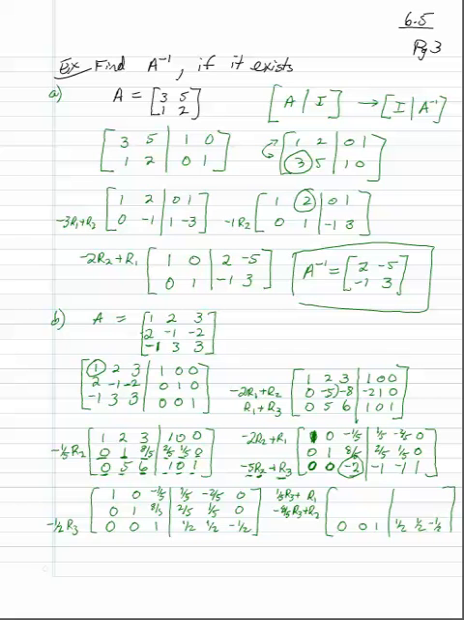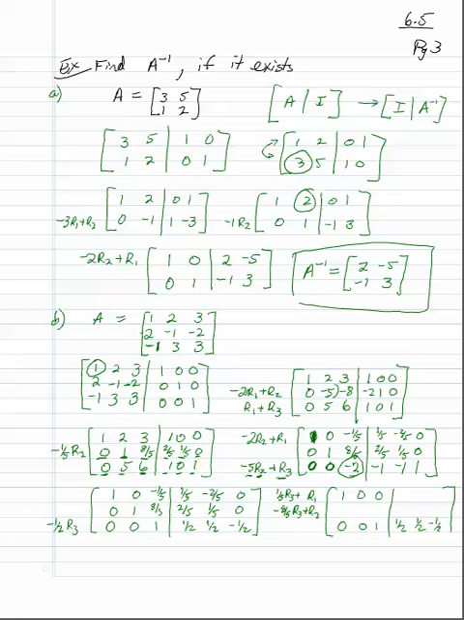Okay, so now we just got to do the math for these columns. So I'm going to get, let's do the top row. 0 plus 1 is 1. 0 plus 0. 1/5 plus negative 1/5 is 0.